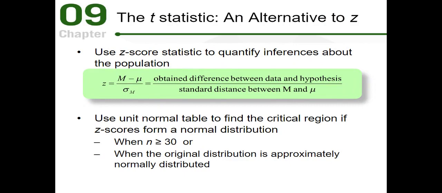The T statistic can also be an alternative to a Z score in that Z scores quantify inferences about the population. And you can see the formula there of how that might be represented. We can use the unit normal table to find the critical region if the Z score forms a normal distribution when we have less than 30 participants, or when the original distribution is approximately normal when distributed.